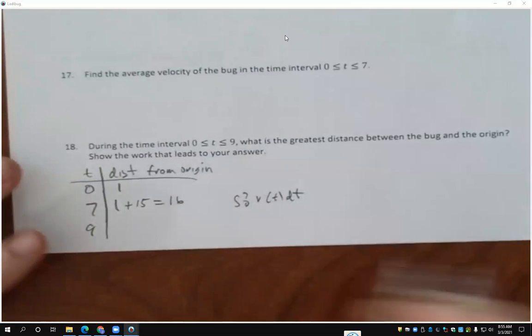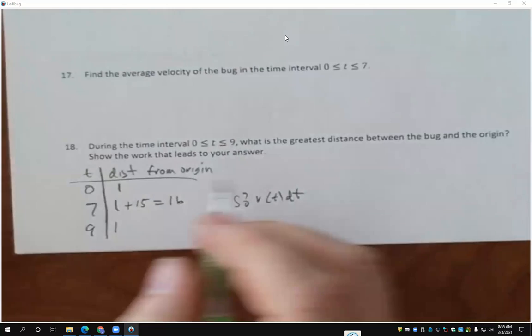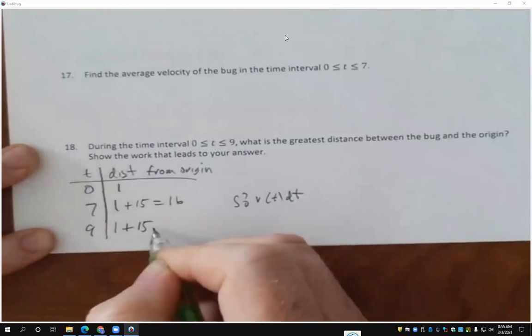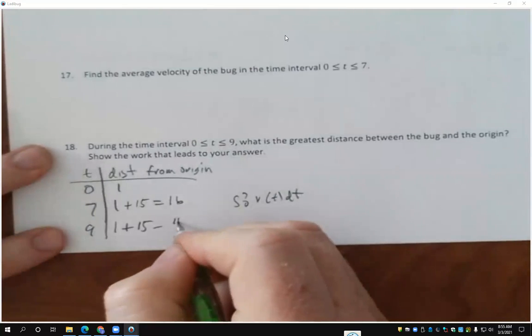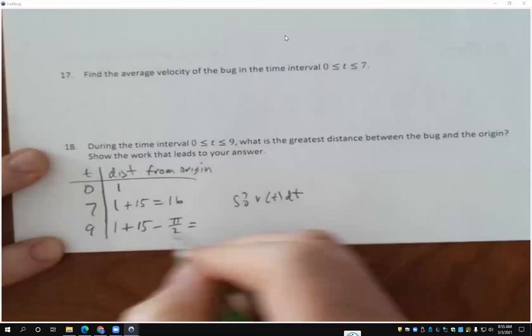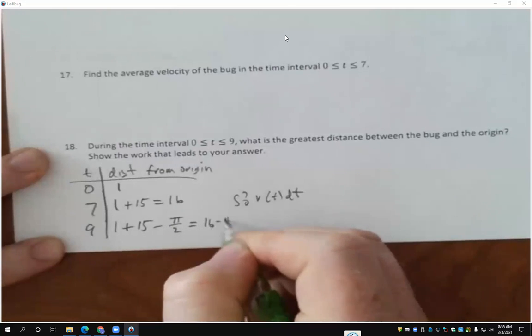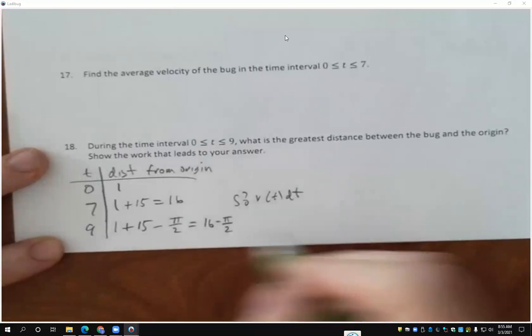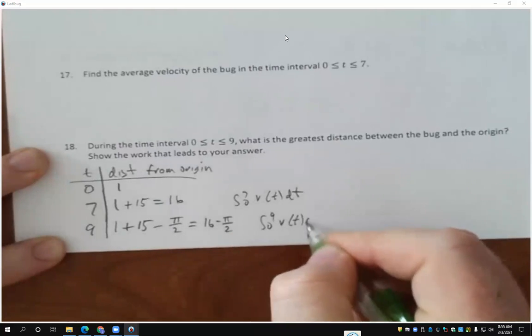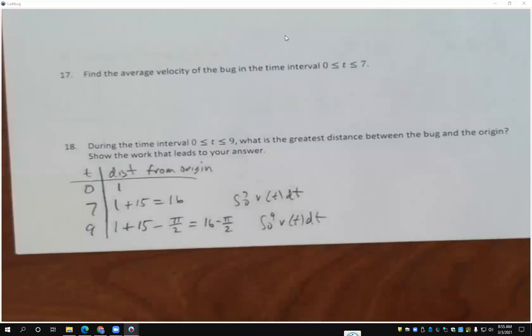And then from 0 to 9, I started at 1. I add the 15 from 0 to 7, and I subtract the pi over 2 from 7 to 9. And that gives me a total of 16 minus pi over 2. And really what I did on this one is I integrated 0 to 9 v of t dt, and then I added in my initial value.